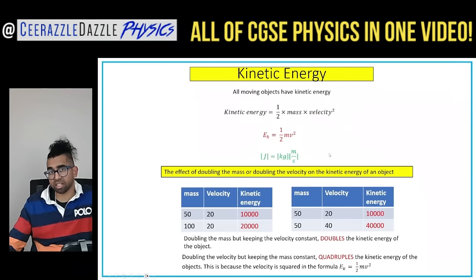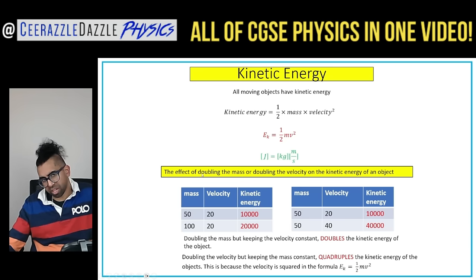The next one, here's our first formula for kinetic energy. All objects have kinetic energy, so kinetic energy is equal to 1/2 times the mass times the velocity squared. Okay, and here's our formula, E is equal to 1/2 times M times V squared, where M is the mass in kilograms, the velocity is in meters per second, and the energy is in joules.